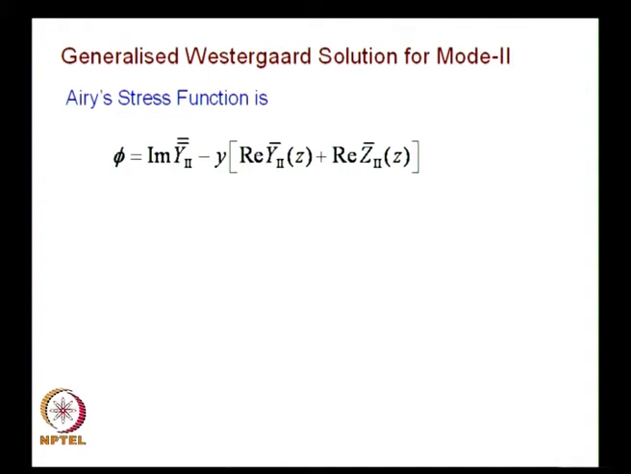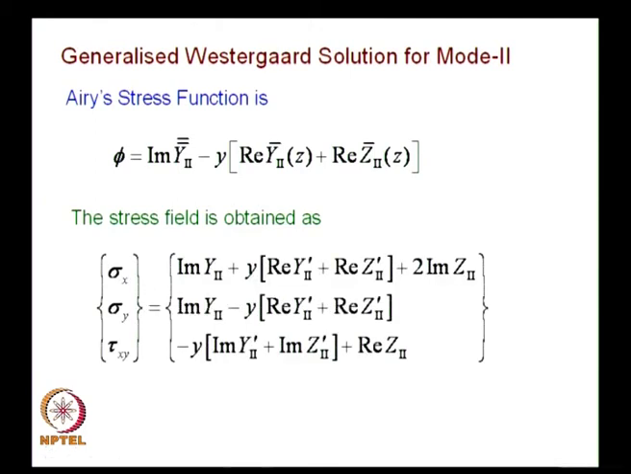So, I have the stress function phi as imaginary part of y 2 double bar minus y real part of y 2 bar plus real part of z 2 bar. If you recall, the singular solution which we obtained had only this term, minus y real part of z 2 bar. These two terms are additional. Once the Airy stress function is defined, it is possible for you to get the stress field, and I would write the stress field in the form of stress functions only.